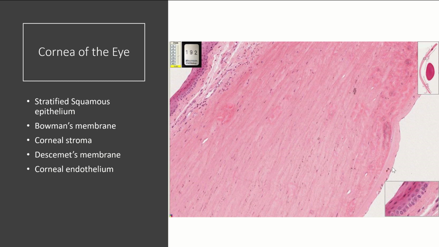And then we've got our corneal endothelium, okay? Corneal endothelium. And so that's going to be simple squamous epithelium, right? So one layer thick of those flat cells, okay? And the way I remember the difference between Bowman's membrane and Descemet's membrane is B comes before D. The light goes through B before it goes through D, okay? So Bowman's membrane and Descemet's membrane.